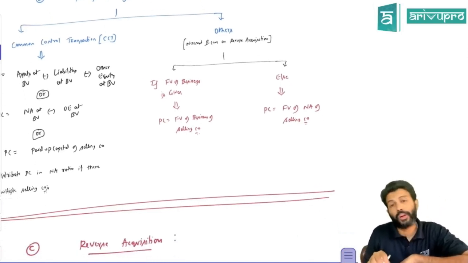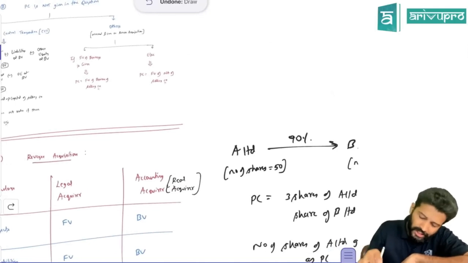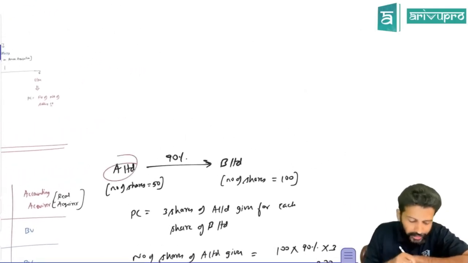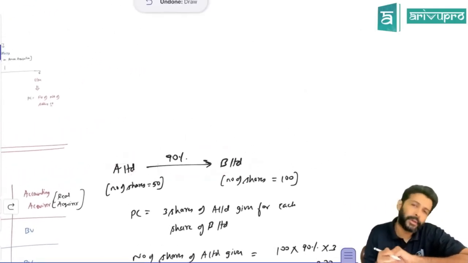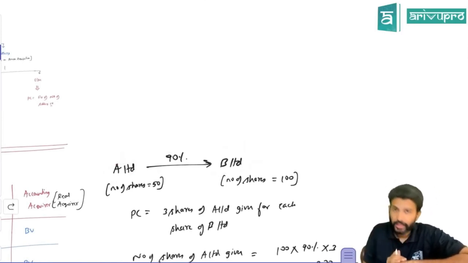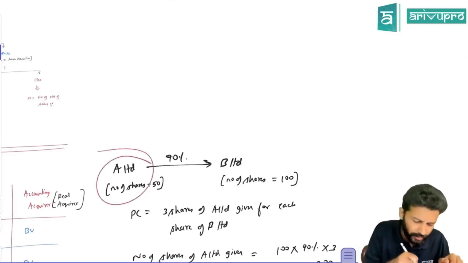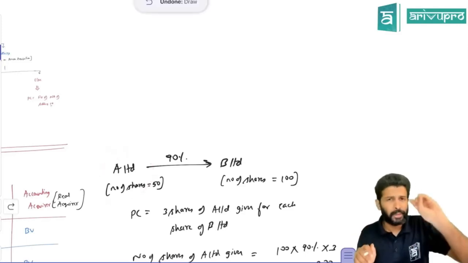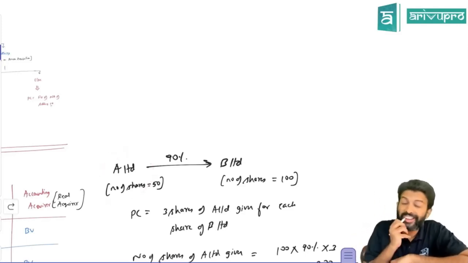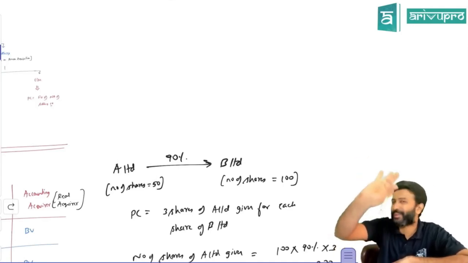Okay, this is one. So what is reverse acquisition now? The name itself is saying reverse acquisition. So let's take a small example. A Limited acquired 90% of B Limited. So that means what? Obviously, A Limited is the acquirer, meaning A Limited is the parent, B Limited is a subsidiary company. Yes, no? Looks like A Limited is the acquirer. Yes, but check, not necessarily. A Limited may not be the acquirer. It may also become the acquiree.